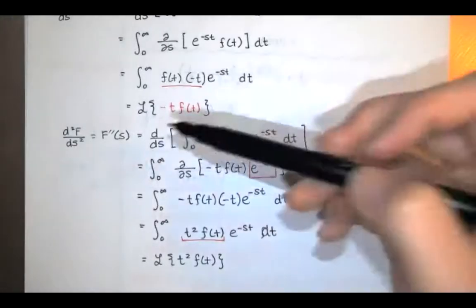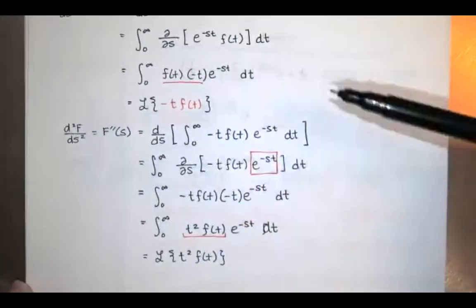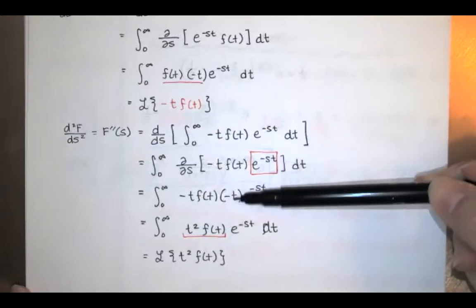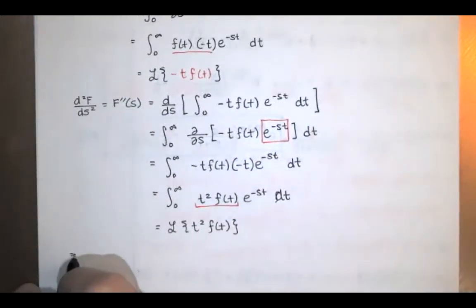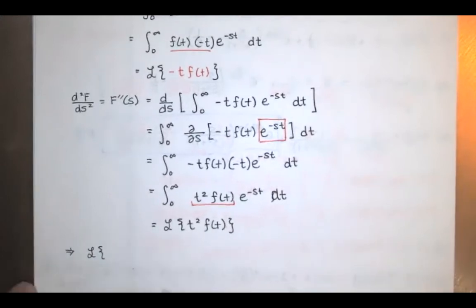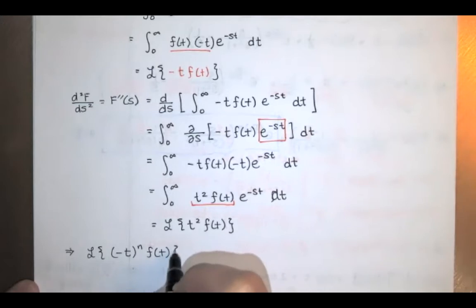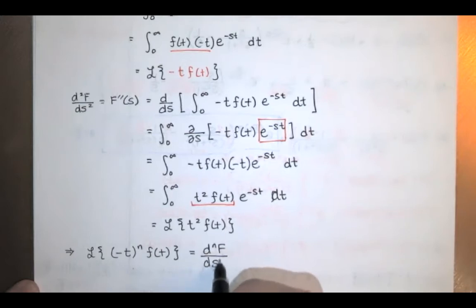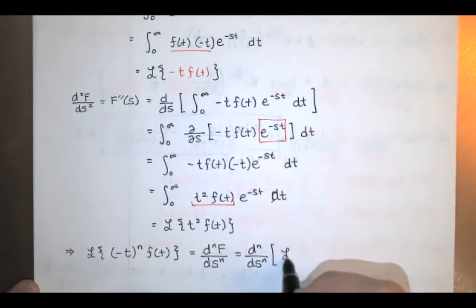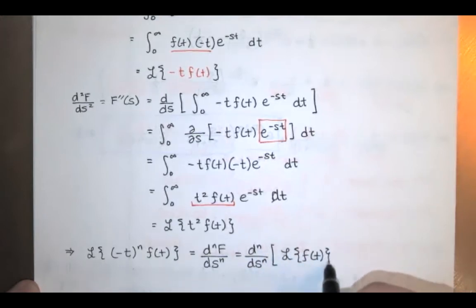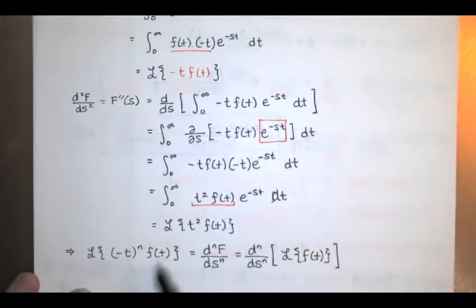Now, since every time we take the derivative with respect to s, again over here, we end up multiplying by another negative t inside, what that tells us is that in general, the Laplace transform of negative t to the nth power times f of t is equal to the nth derivative of F of s. Or in other words, it's the nth derivative with respect to s of the Laplace transform of little f of t. So I compute this. It's going to be a function of s. I take the derivative n times, and that's going to give me this.